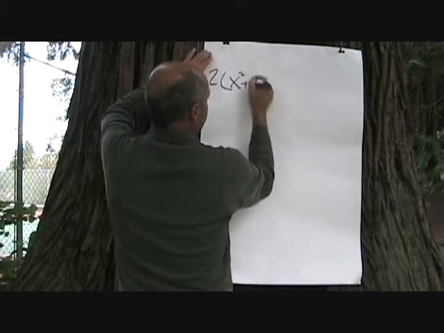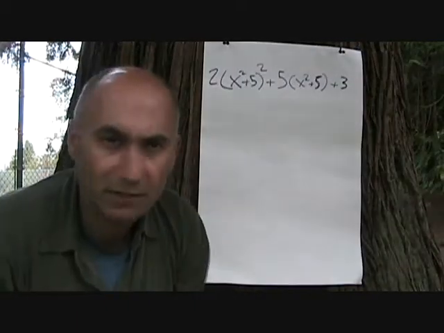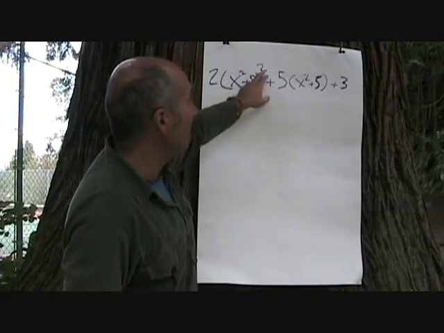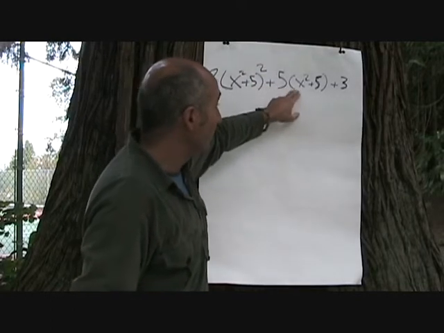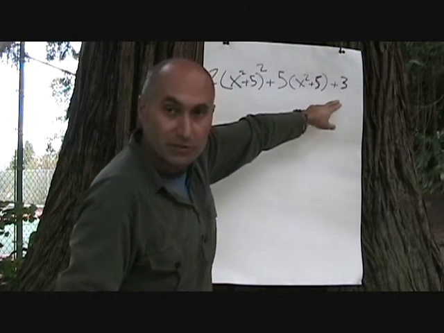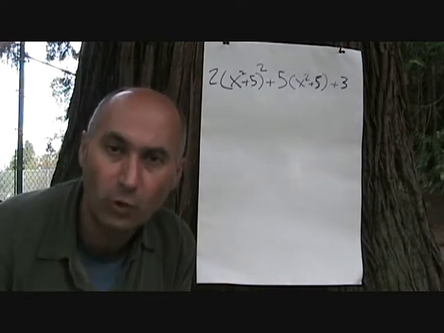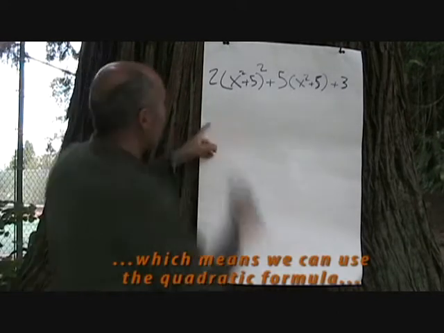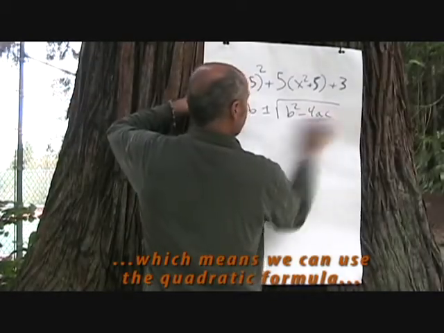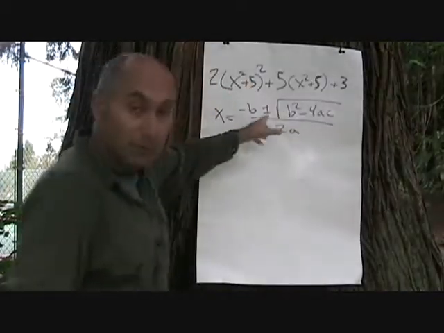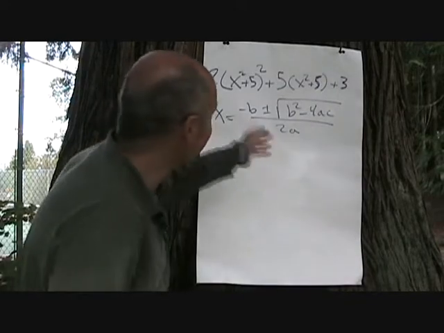So sometimes you might get a more complicated function embedded inside a quadratic function. For example, you might get something like this: 2(x squared plus 5) squared plus 5(x squared plus 5) plus 3. Now what you've got to notice here is that this is in the form of a quadratic function, where x is equal to negative b plus or minus the square root of b squared minus 4ac, over 2a, right?